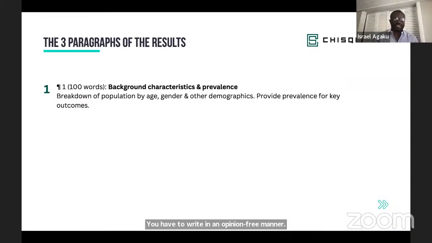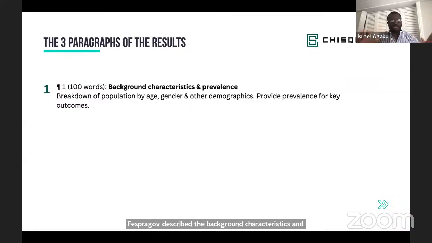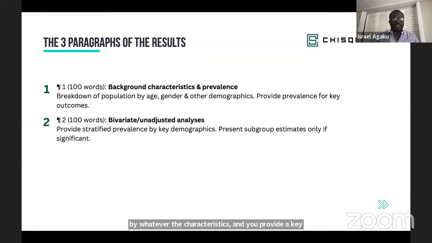So that's very important. Now, the 3 paragraphs of the results. First paragraph, describe the background characteristics and prevalence. So in paragraph 1, we're saying this is the percentage of adults by whatever the characteristics, and you provide the key prevalence estimates for the outcomes of interest. Paragraph 2, you talk about the bivariate analysis. So remember, we talked about the 1, 2, 3 approach in the methods. 1 is just the univariate analysis. 2 is bivariate. 3 is multivariable.